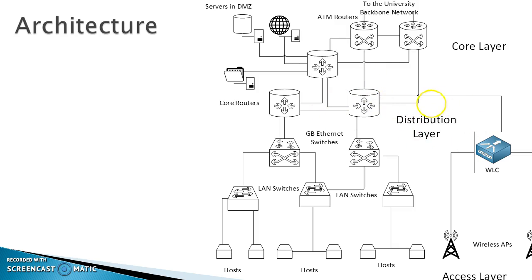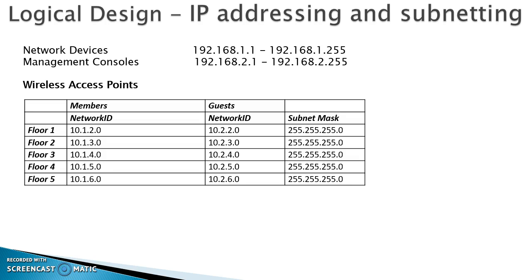And the next important layer is the core layer, which actually does all the routing function and all the firewalls, access control, and it also provides connectivity to the data servers and web servers. So they're expected to have high performance ports for this, and they also provide connectivity to the university backbone through ATM routers, which are WAN links.